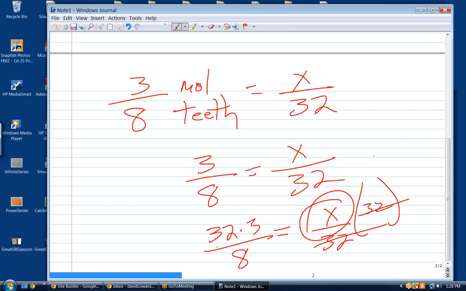And then I can solve this by dividing top and bottom by 8. So that becomes 4, that becomes 1. So I get 12 equals x. And that makes sense when you think about it. 32 is 4 times 8. So the number of molars should be 4 times 3.